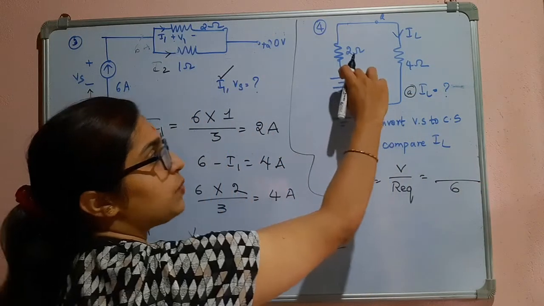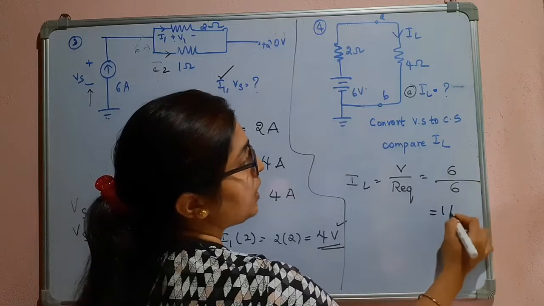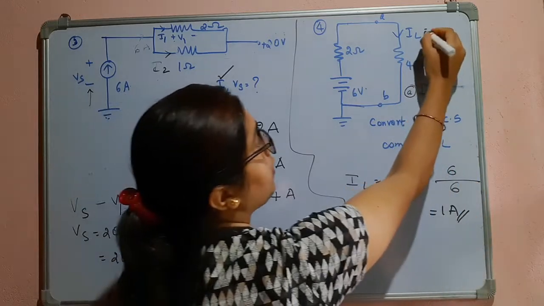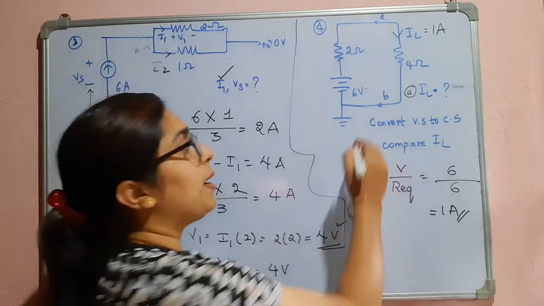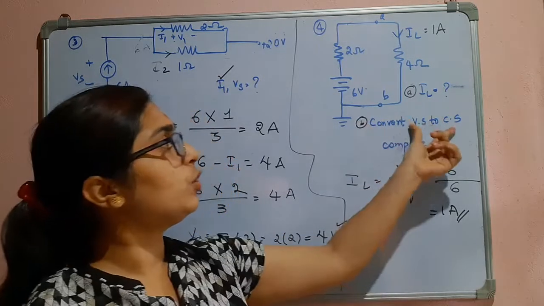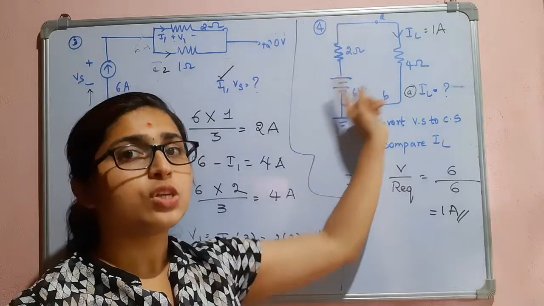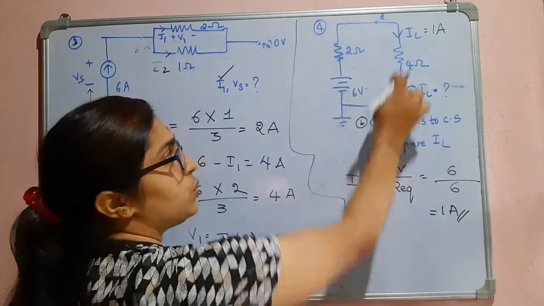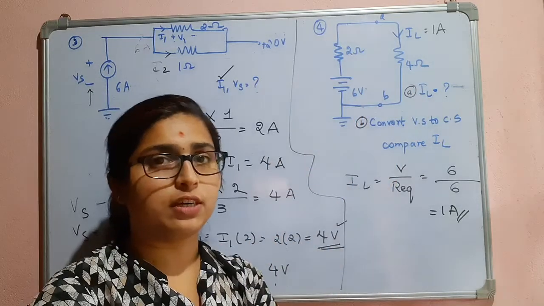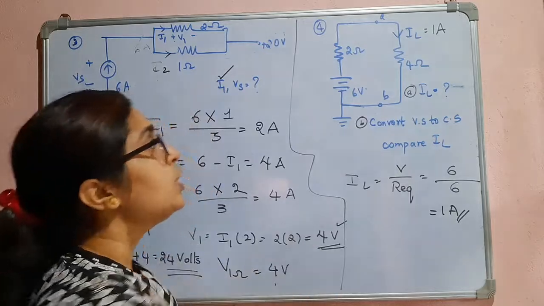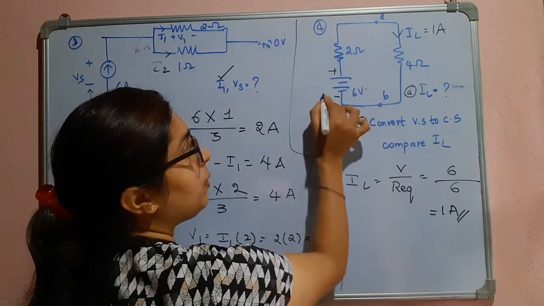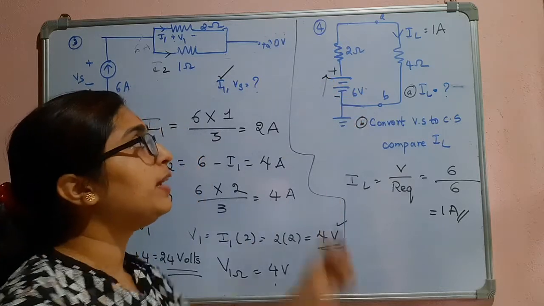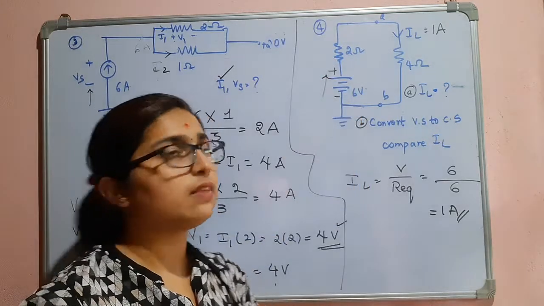What is the voltage value? It is 6. So it is 1 ampere. So the current which is flowing is 1 ampere. Now in part B they are asking you to convert this voltage source to a current source. You know how to convert a voltage source to a current source. So this is the plus, this is minus. You know internally what will be the direction of the current? It will be directed towards the positive terminal.